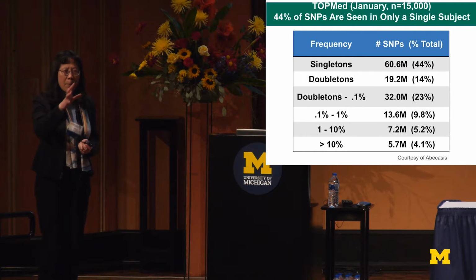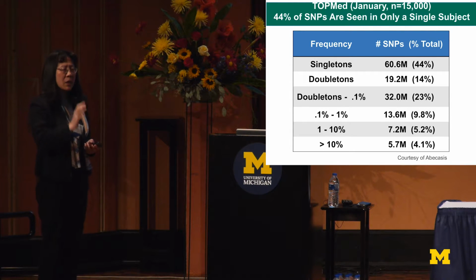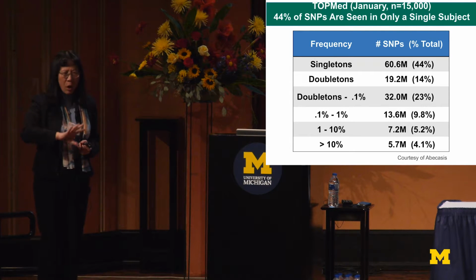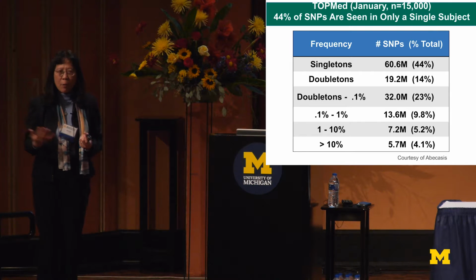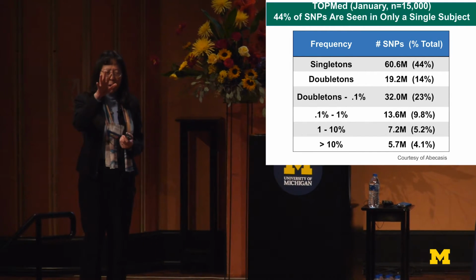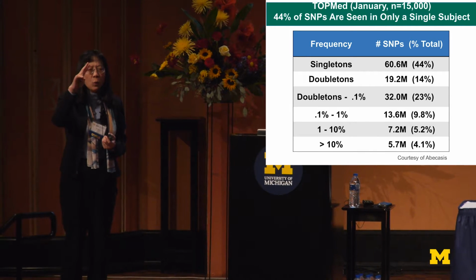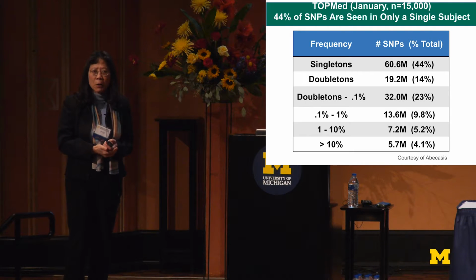That means if you think about the data matrix, it is 15,000 rows and 150 million columns. Then about 44%, that is about 60 million columns, each column has only one 1, and all the rest are 0. So those are the private variants. That's why all of us are very different from each other. And then about 14%, 90 million columns, have only 1 or 2, and all the rest are 0. So the data matrix is very, very sparse.